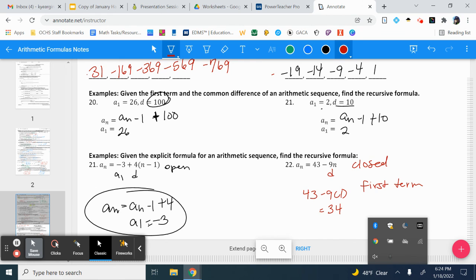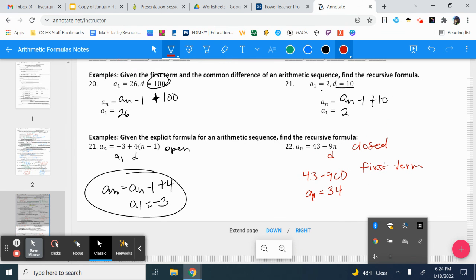Once I have that, then I can go in and build my recursive formula from the explicit. So the part that never changes, a sub n equals a sub n minus 1. My common difference is minus 9. And my first term is 34.